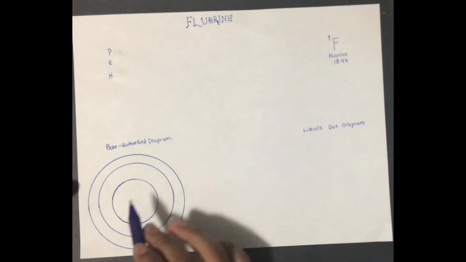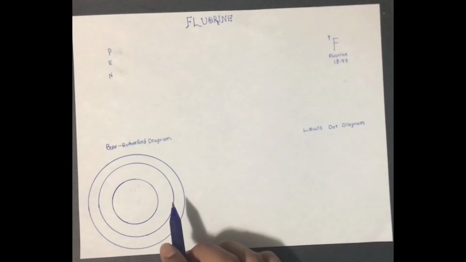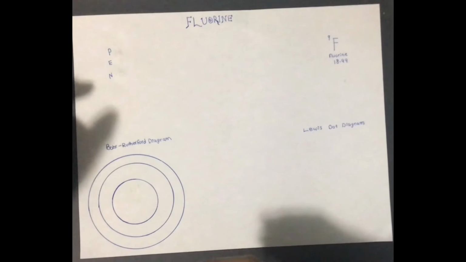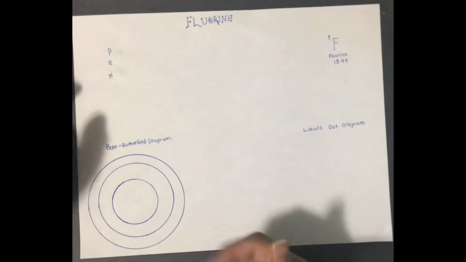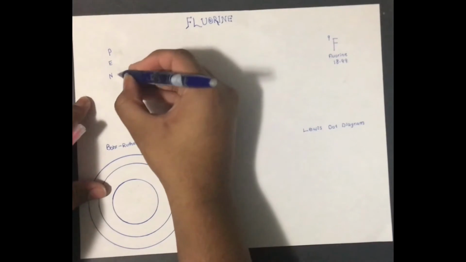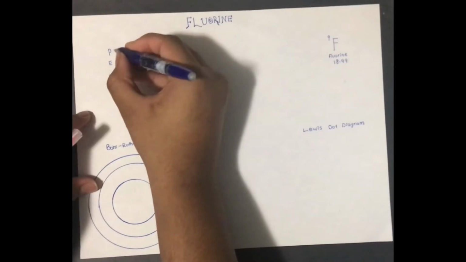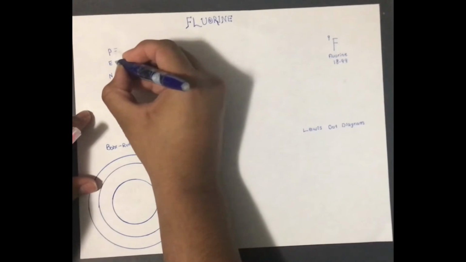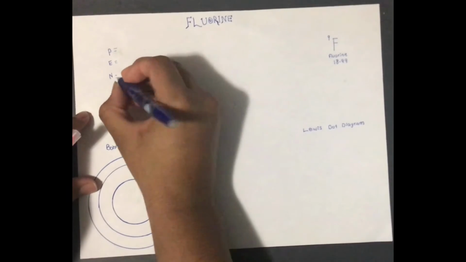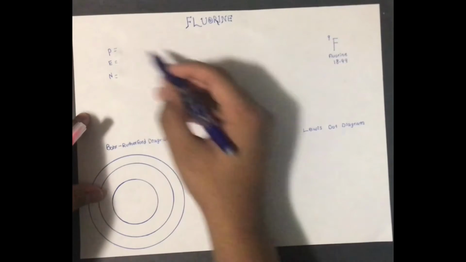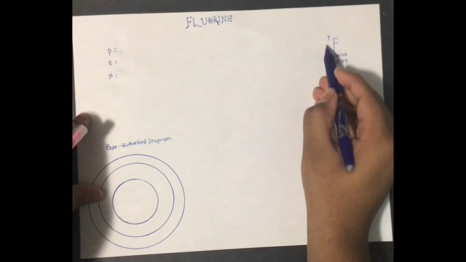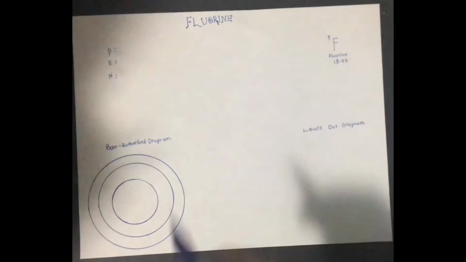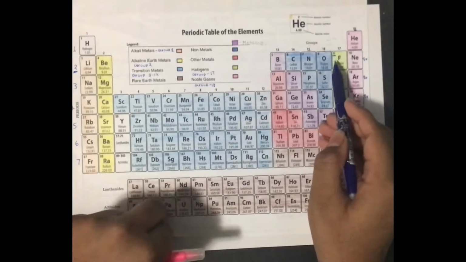Okay, this is how a Bohr-Rutherford diagram should look. We need 3 main things in order to draw a Bohr-Rutherford diagram. So I use a pen method to organize the things that we need: the number of protons, the number of electrons, and the number of neutrons. The number of protons is the same as the atomic number. So for fluorine, the atomic number is 9, which can also be seen in the periodic table.